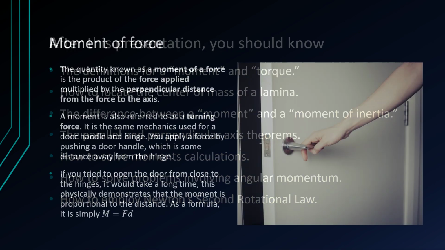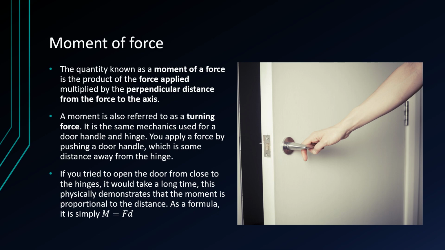And the first thing we're going to be doing is the moment of a force. The quantity known as a moment is the product of the force applied multiplied by the perpendicular distance from the force to the axis. Now this is where all the axis stuff is going to come in. Not Nazi related, but as in axis, XY axis. A moment is also referred to as a turning force. So for instance, if you pull on a door handle, you create a turning effect on the door that is in the arc of a circle, hence coming in with circular motion.